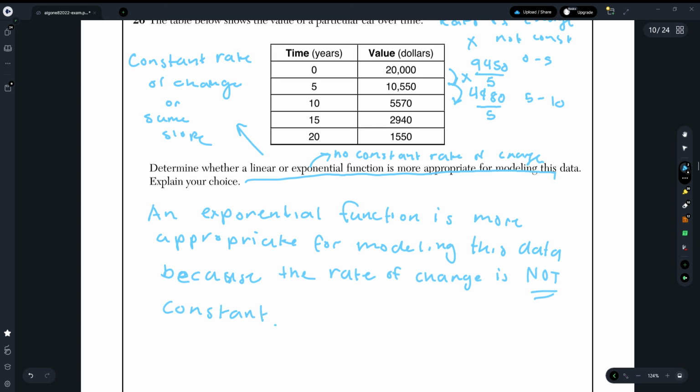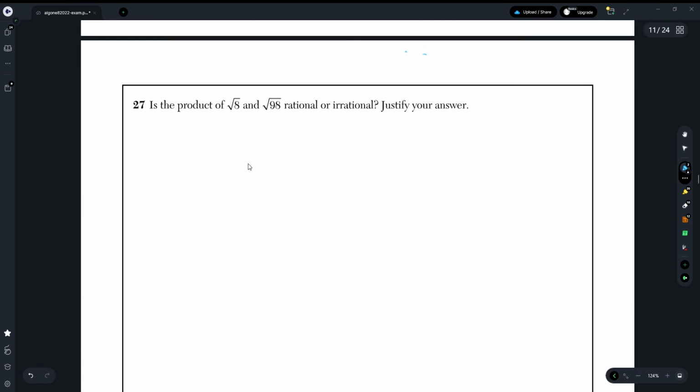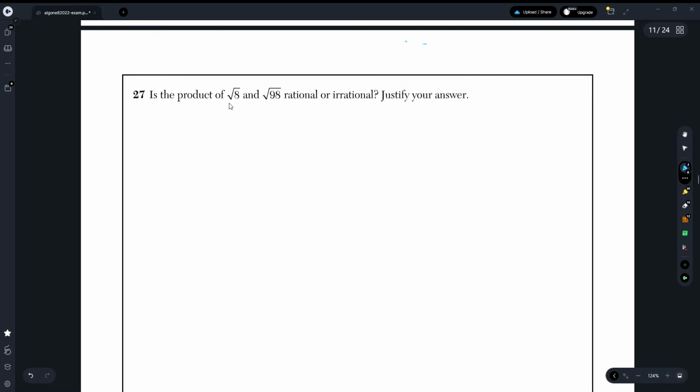Right, so an exponential function is more appropriate for modeling this data because the rate of change is now constant. I would have gotten full points, right? Number 27 asks, is the product of radical 8 and radical 98 irrational or rational? Justify my answer.